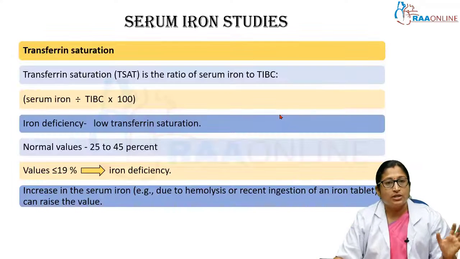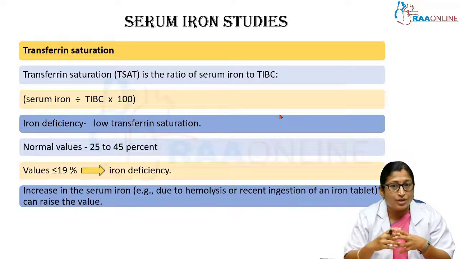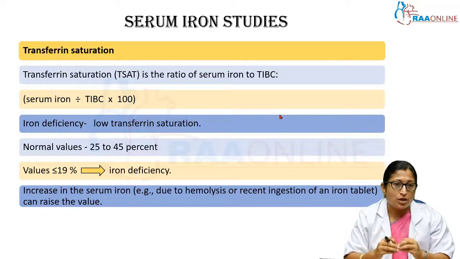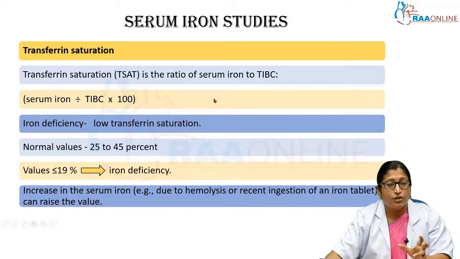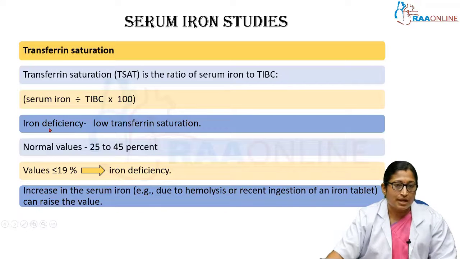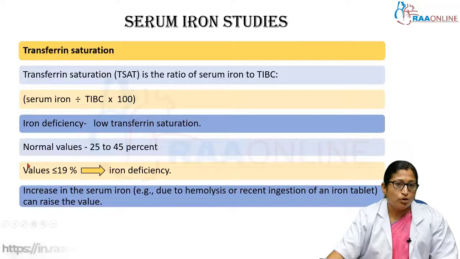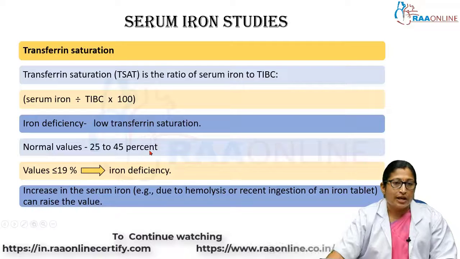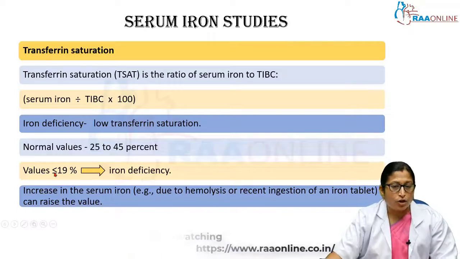And what about transferrin saturation? Of course, transferrin levels are increased, but transferrin is not saturated adequately with serum iron in iron deficiency. So what is transferrin saturation? It is a ratio of serum iron to TIBC. Serum iron divided by TIBC into 100 gives the transferrin saturation. As expected, in iron deficiency anemia there is low transferrin saturation. The normal values range from 25 to 45%. Any value less than 19 is suggestive of iron deficiency. Serum transferrin saturation will be low in anemia of chronic disease also.